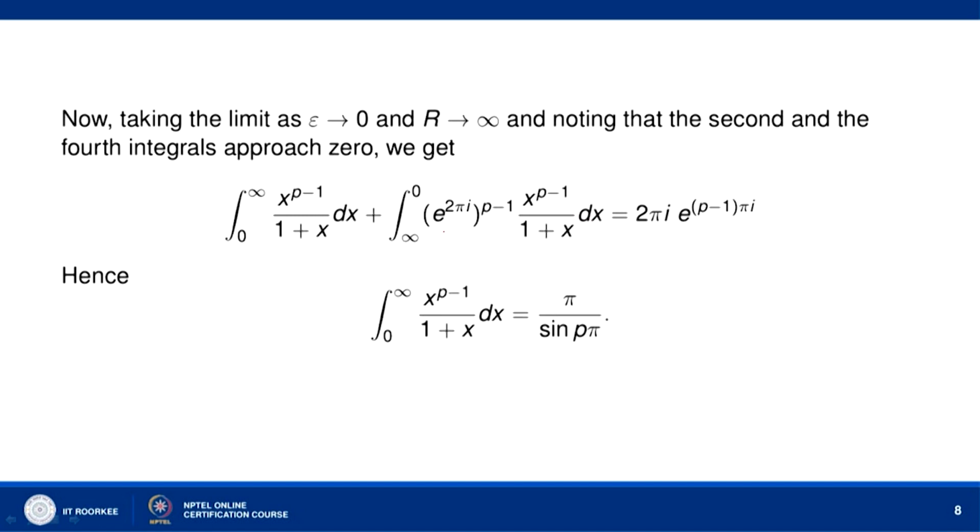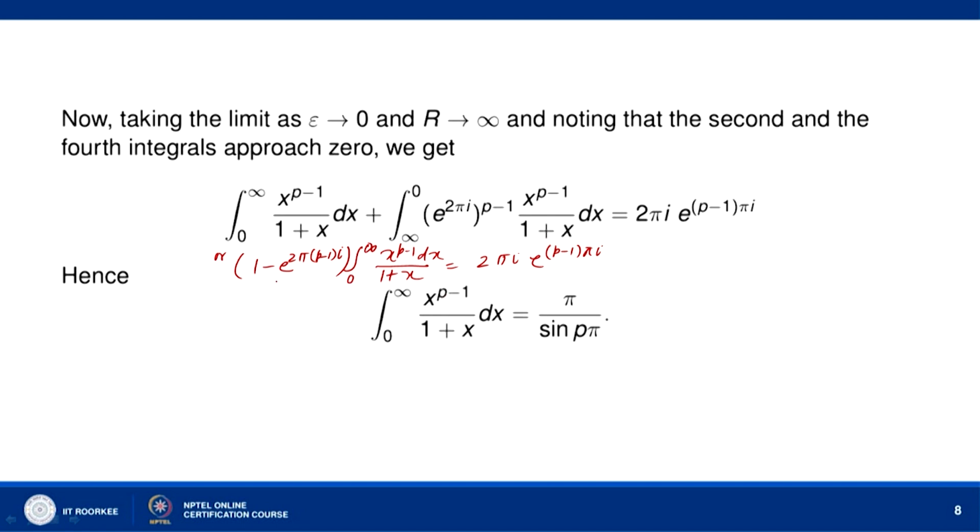Okay. Now, we can make the limit from minus infinity to 0 to infinity by writing a negative sign. So, we can write the left hand side as 1 minus e raised to the power 2 pi i (p minus 1), and then integral 0 to infinity x to the power p minus 1 dx divided by 1 plus x equal to 2 pi i e to the power (p minus 1) into pi i.